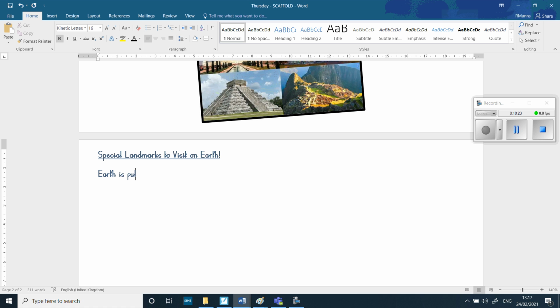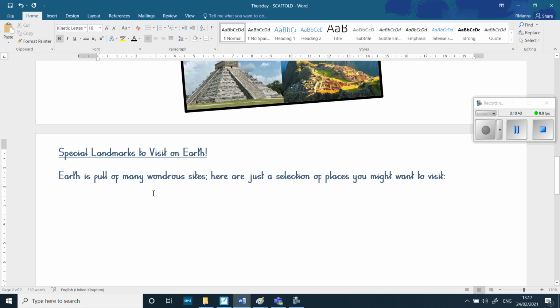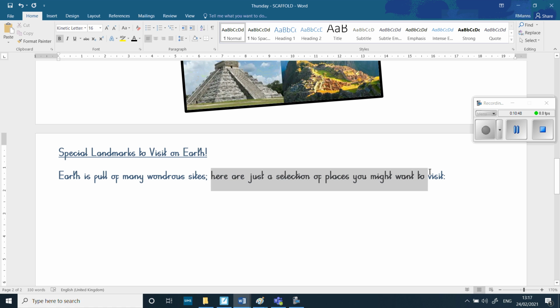So: Earth is full of many wondrous sights; here are just a selection of places you might want to visit: Excellent, colon there. So again, that first clause is a sentence in its own right. Earth is full of many wondrous sights. Now I've used a semicolon because this clause links to it.